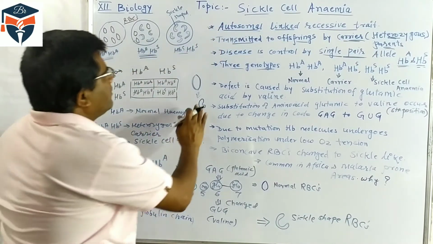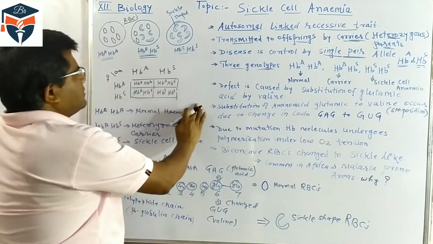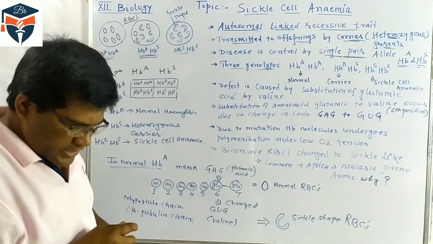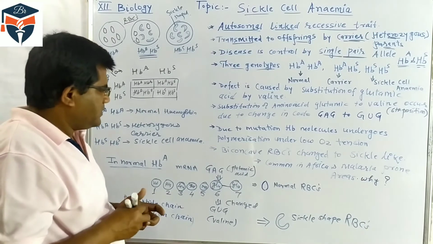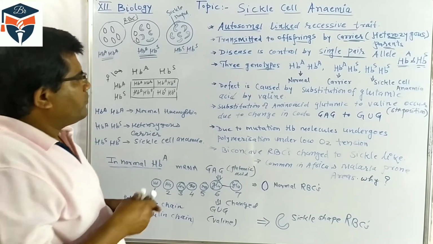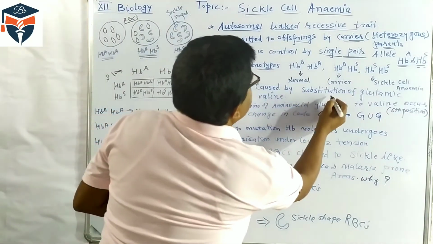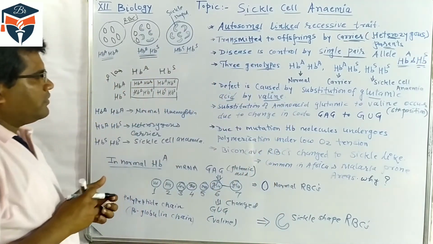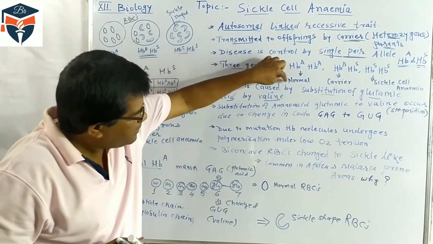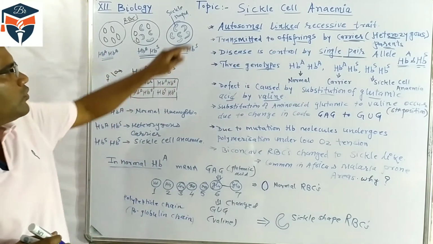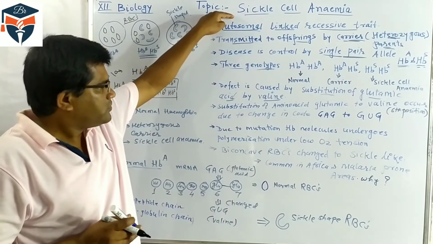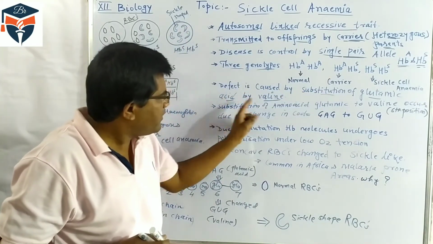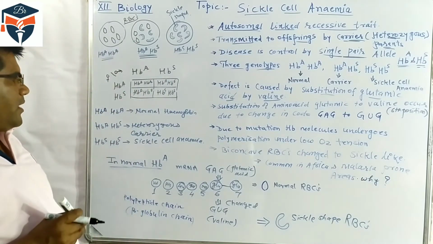Now, why does the biconcave shape of the RBC change into the sickle-like shape? The defect is caused by the substitution of glutamic acid by valine. So why is sickle cell anemia caused? Here it is said the defect is caused by substitution of glutamic acid by valine. Now you understand.